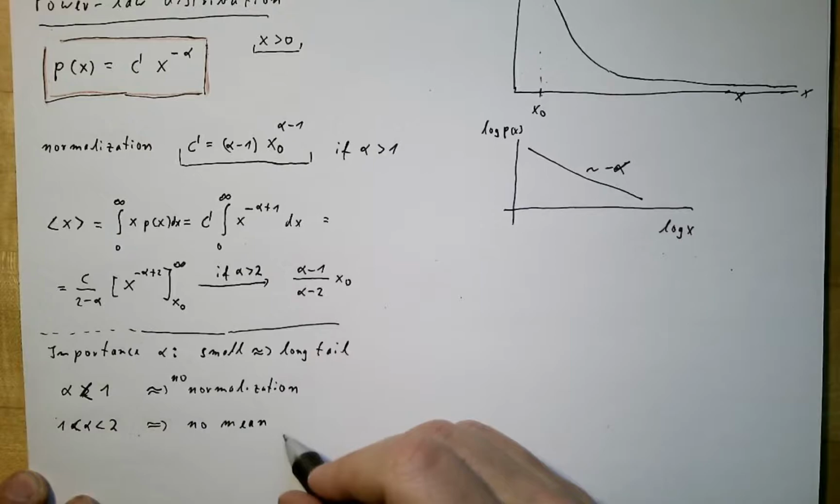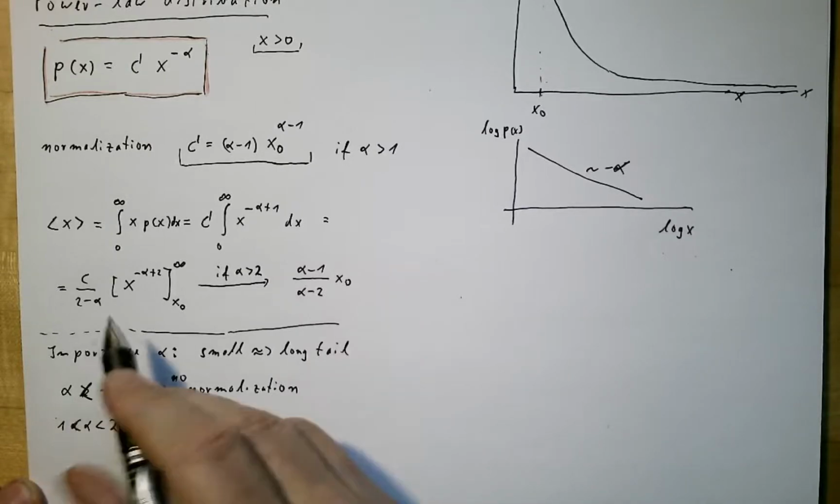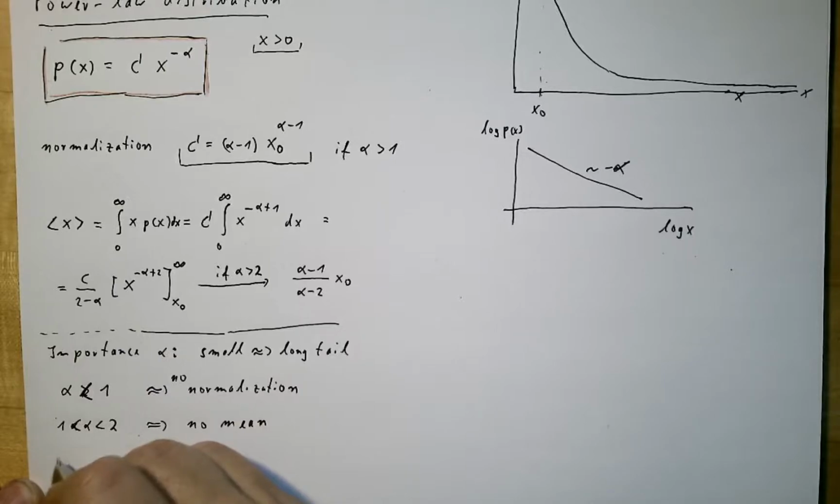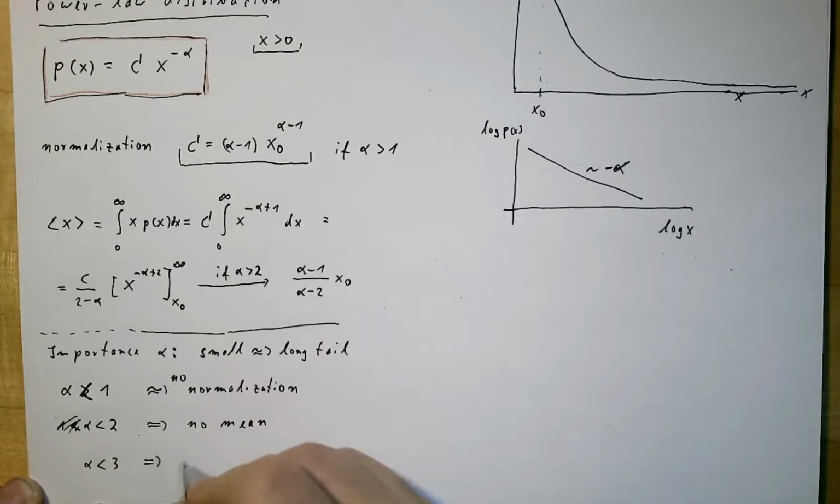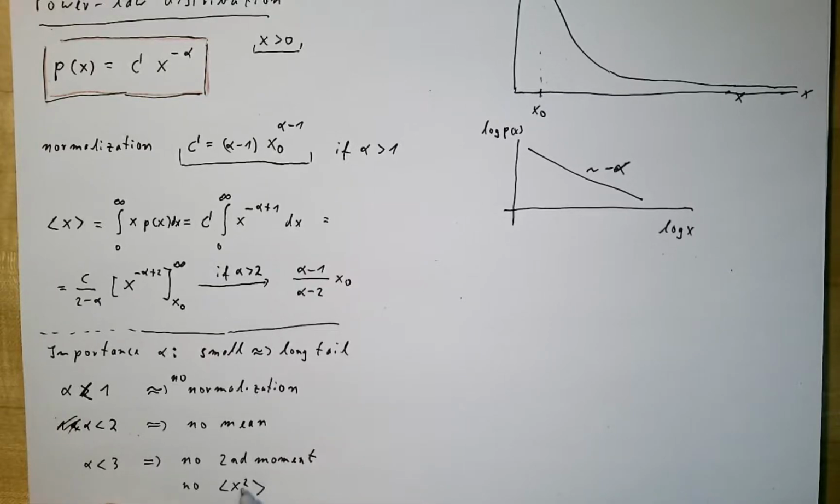Now we can calculate this further. If we now calculate the second moment, and if alpha is smaller than 2, we don't have a mean. If alpha is smaller than 3, we don't have a second moment, because then the second moment would diverge if alpha is smaller than 3. And if alpha is larger than 3, then the second moment exists.